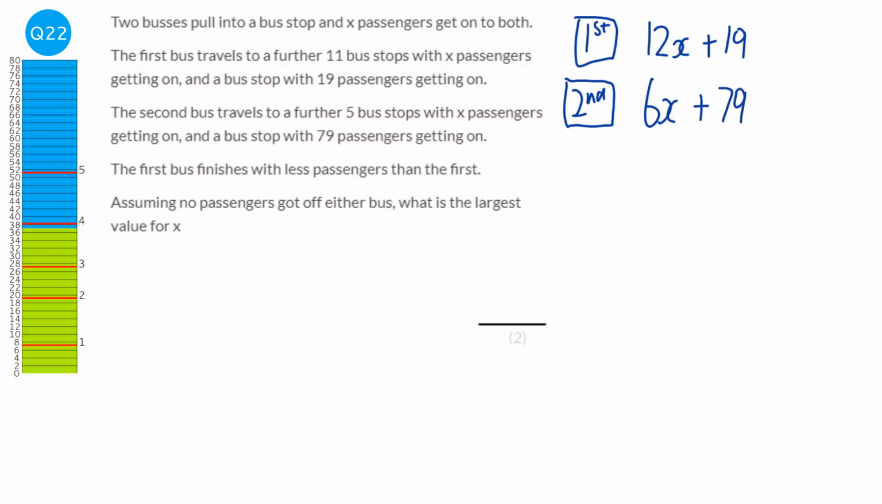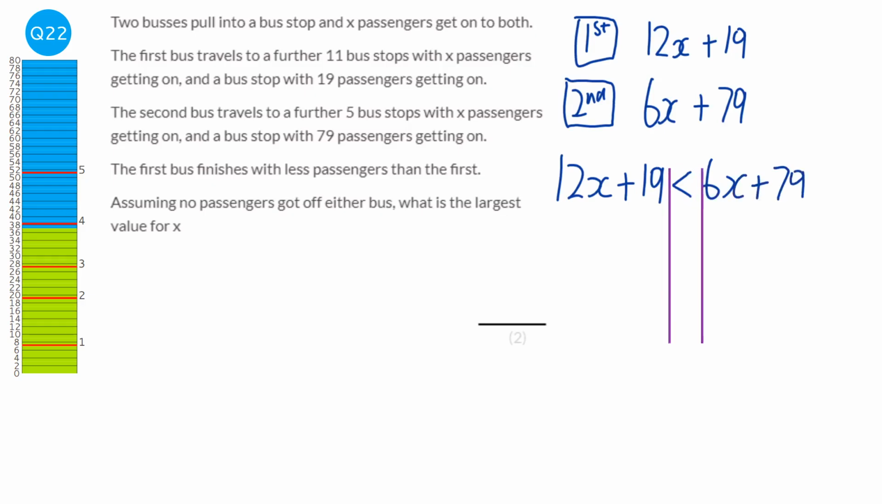And it says the first bus finishes with fewer passengers than the second. So the first bus finishes with less. And the way we show that is with this inequality here. Now all we need to do is solve that inequality.